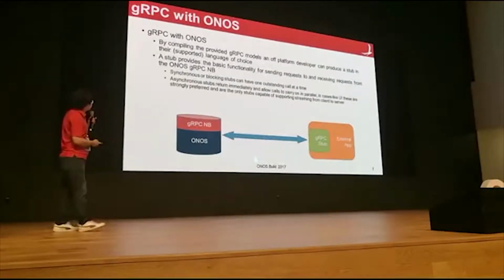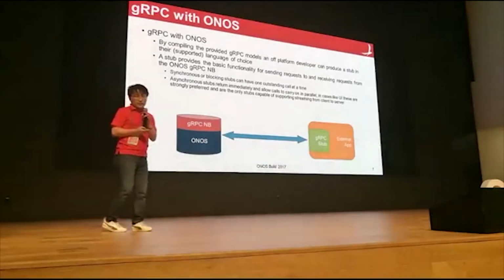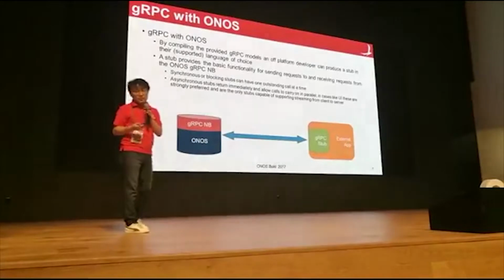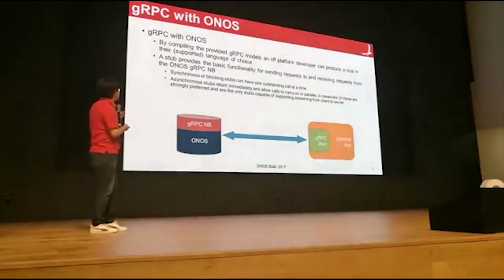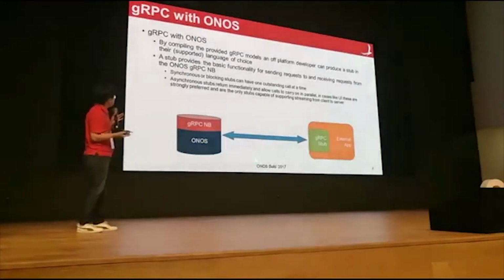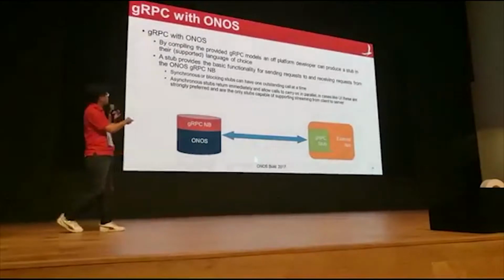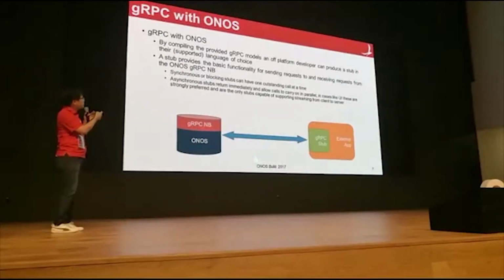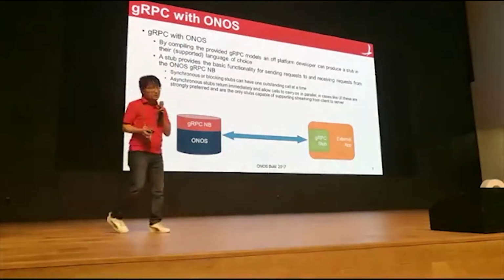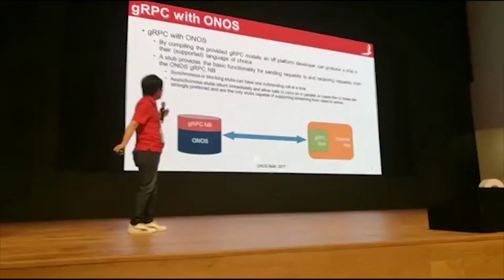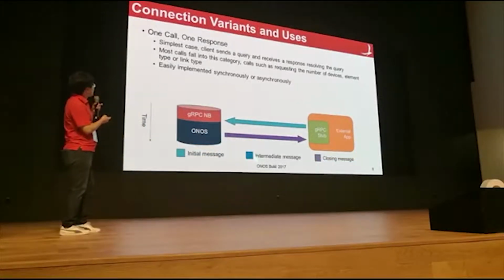By compiling the provided gRPC model, developers on all platforms can produce stubs in their supported language of choice. So we can choose whatever language we want, and the stubs provide very basic functionality for sending requests to and receiving responses from the ONOS gRPC northbound in this case. It's very straightforward.